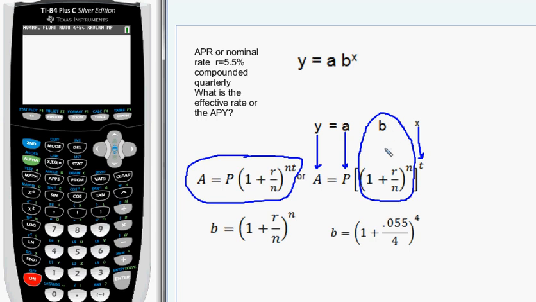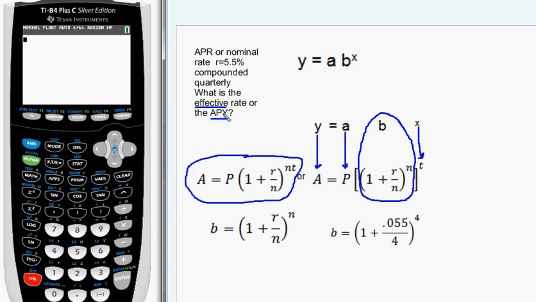So my strategy in this problem, not that this is the only way you can do it, is to convert this big equation into y equals a b to the x, because at this point, hopefully your teacher has shown you how to take the growth factor and convert it into a percent change. That would give you the APY, the annual percentage yield, also known as the effective rate.